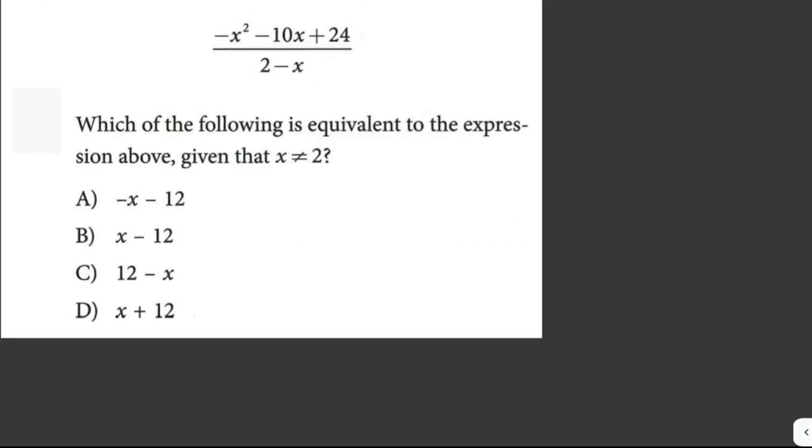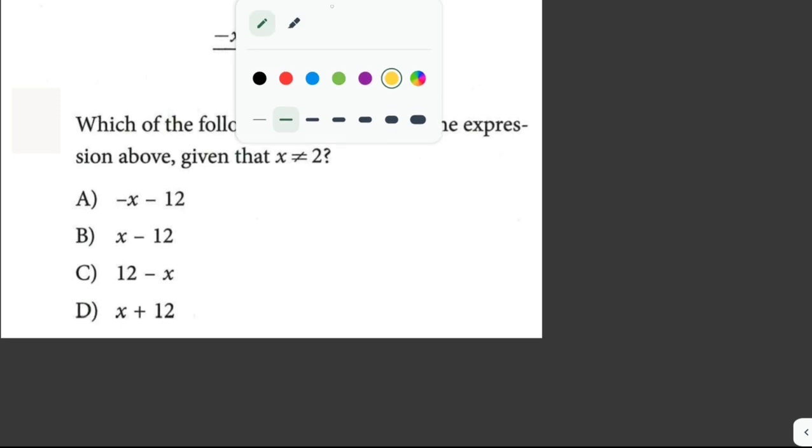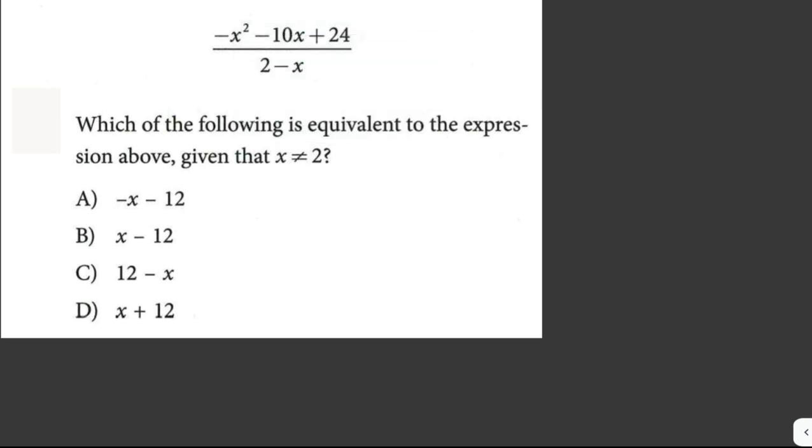Negative x squared minus 10x plus 24 over 2 minus x. Which of the following is equivalent to the expression above, given that x is not equal to 2? Okay, let's solve this problem. We can solve this expression by using polynomial long division, or we can factor the numerator and see if any terms cancel.